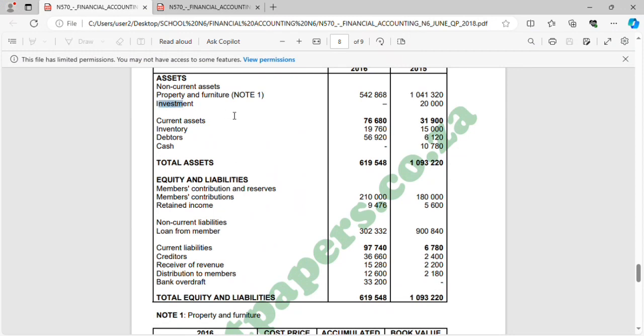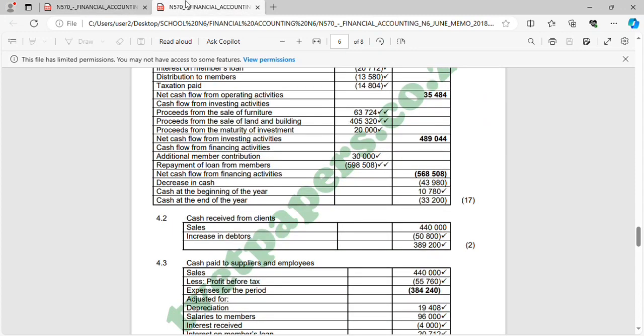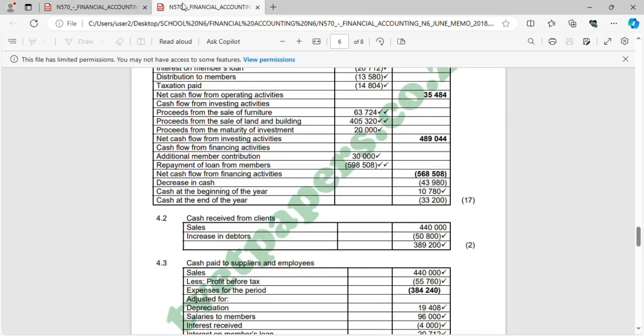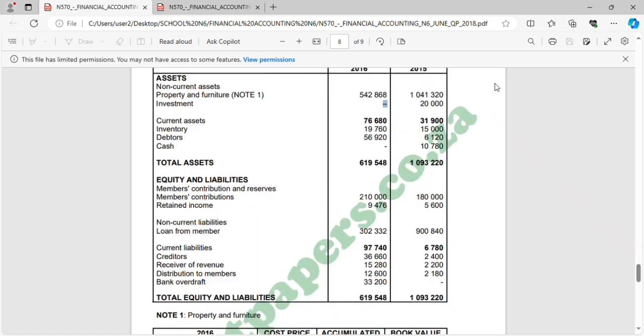You're going to check the statement of financial position under the current non-current assets. In this case, the investment for the previous year was 20,000, and the current year is 0. So which means the investment decreased from 20,000 to 0. So it's a proceed, right? On sale of investment, not on sale of investment, proceed.